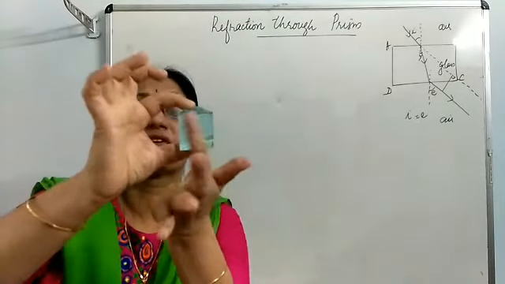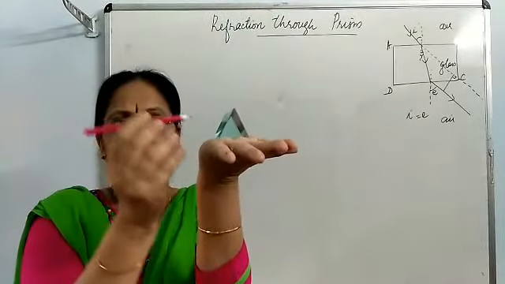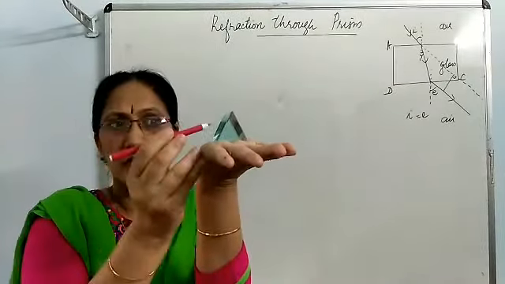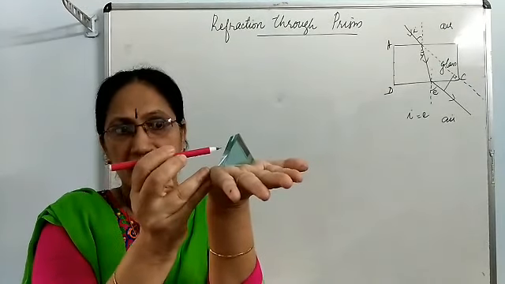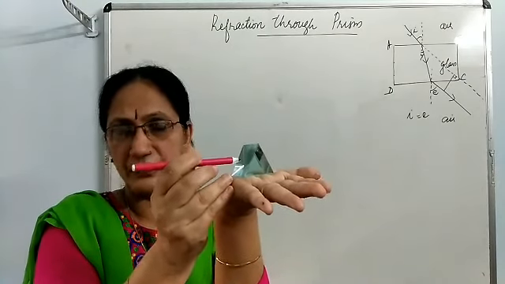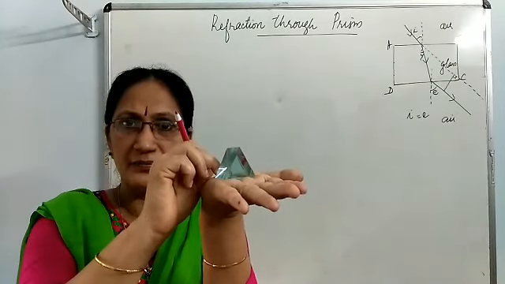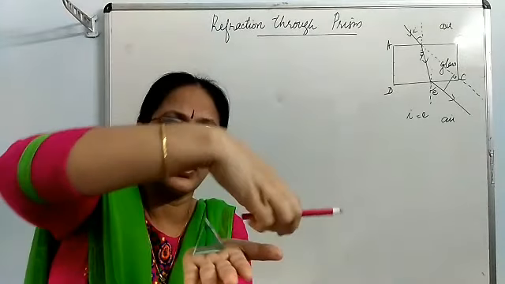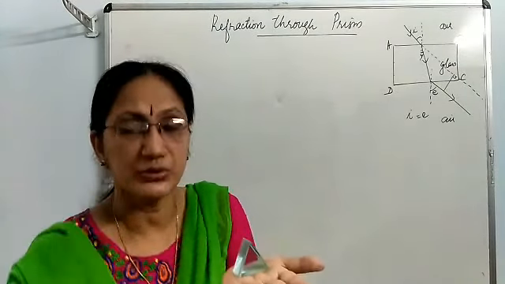Then we will pass a light ray through one rectangular face of the prism like this. See how I am holding the pen. This pen represents the light ray. A light ray will fall on this rectangular face of the prism, an oblique light ray, and you know it will enter from air to glass. Then from glass it will come out into air on the other side. We are going to study how the light ray will pass, how many times refraction will happen, and how the different angles are.